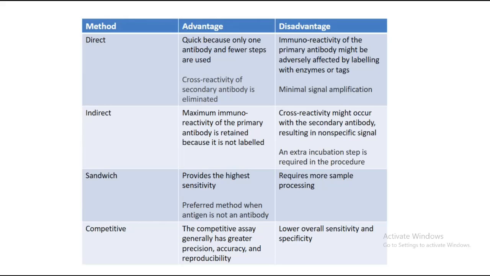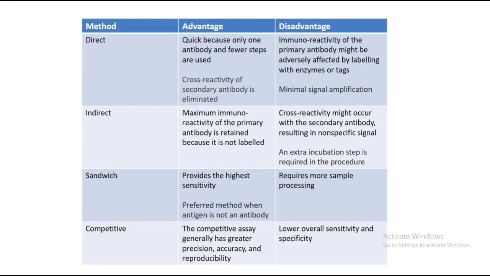An advantage of the indirect ELISA is that the detection antibody or primary antibody isn't labeled with an enzyme, which means there's a greater chance that maximum immunoreactivity is maintained. A disadvantage is you can get cross-reactivity with the secondary antibody, which can result in a non-specific signal, which again is why blocking is critically important. The other thing is it's longer. It requires an extra incubation step because you have that secondary antibody.